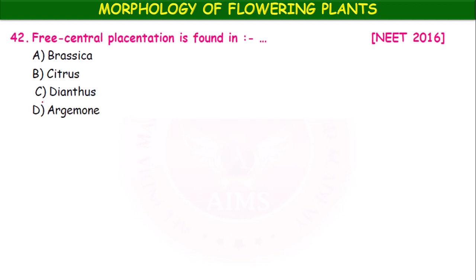Free central placentation is found in. Placentation means the arrangement of ovules on the placenta. This appeared in the content, though we didn't go that deep into placentation. In NEET this question appeared in 2016. Free central placentation is found in Brassica, example mustard, Citrus, the lemon group of plants, Dianthus and Argemone. The one which contains free central placentation is Dianthus.